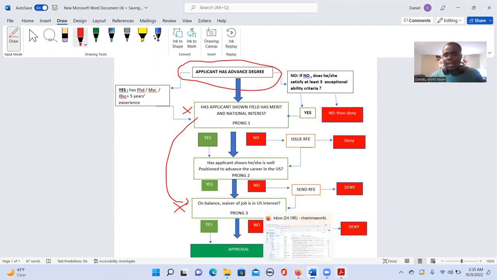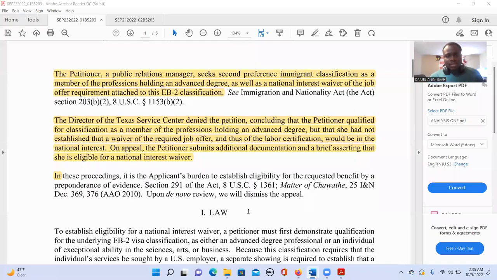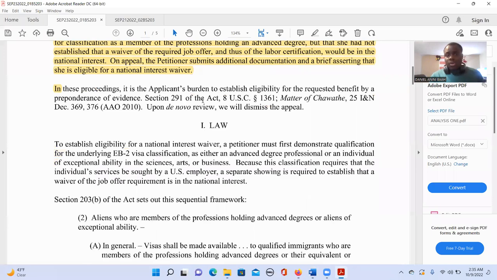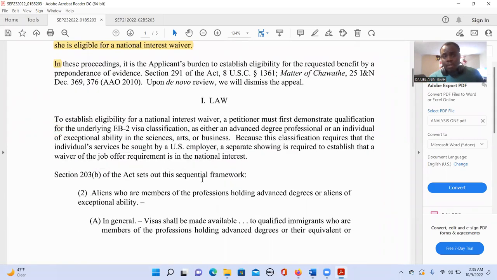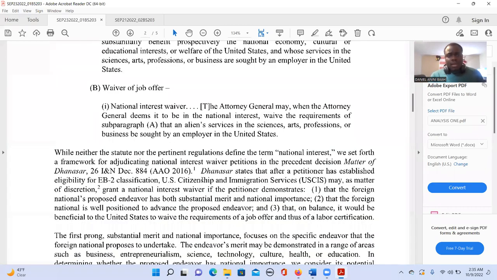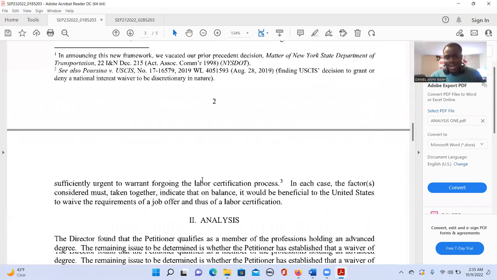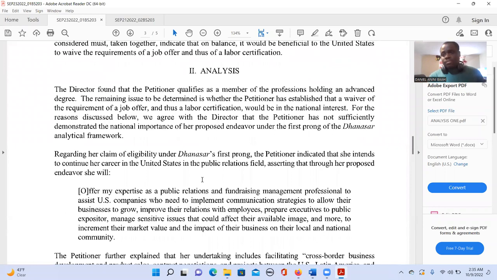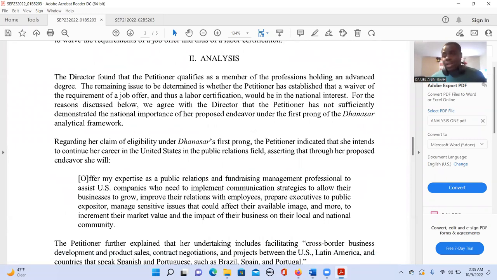Let's go back and look at further analysis. Now, this is the law. I don't usually go through the law. This is all explaining the requirements of who qualifies for a national interest waiver. I don't waste time on it. Mostly, I want to go to the analysis. That is where the decisions were made. That's how the petition was analyzed. So the director found that the petitioner qualifies as a member of the professions holding an advanced degree.